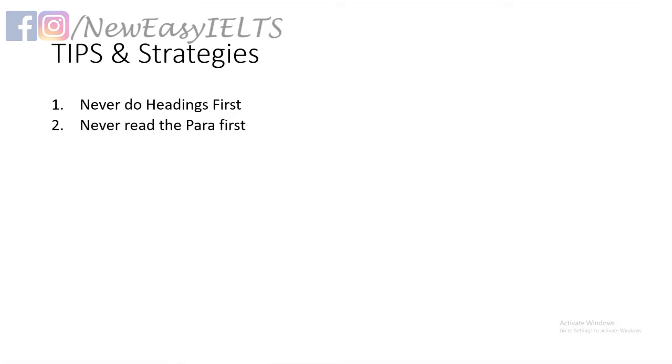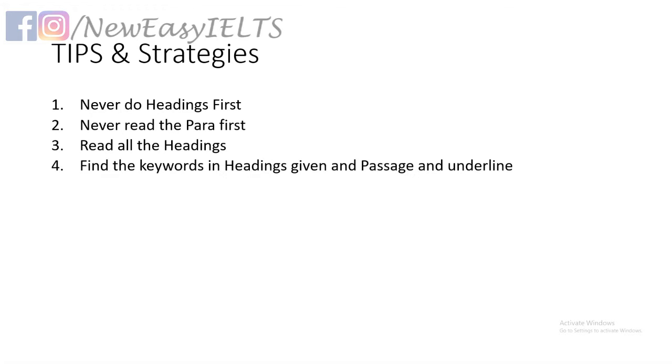The second tip is never read the paragraph first. First you have to read all of the headings, and then you should go for the paragraph. The third one is you should read all the headings. If you are not doing it, then you are wasting time. This leads us to the fourth tip, which is find the keywords in the headings given. Mark out the keywords which you think are the most important ones, and then move on to the passage, the A section, B section, or any other.